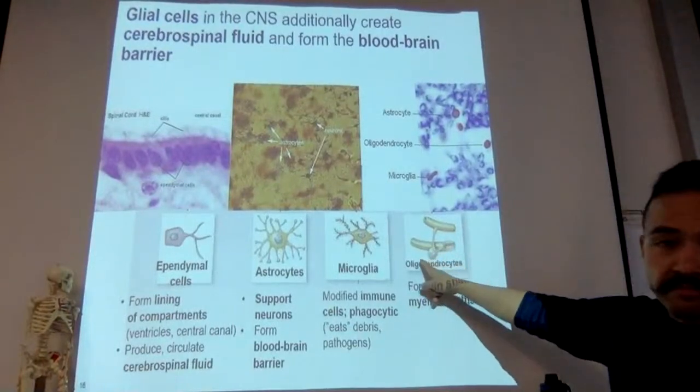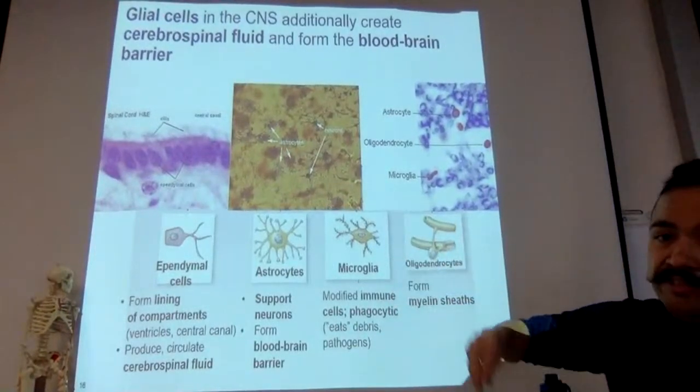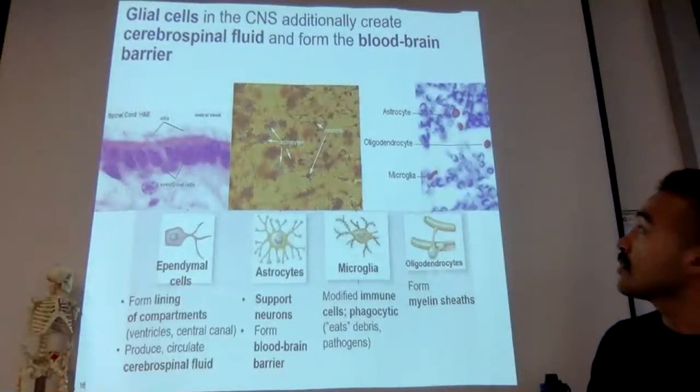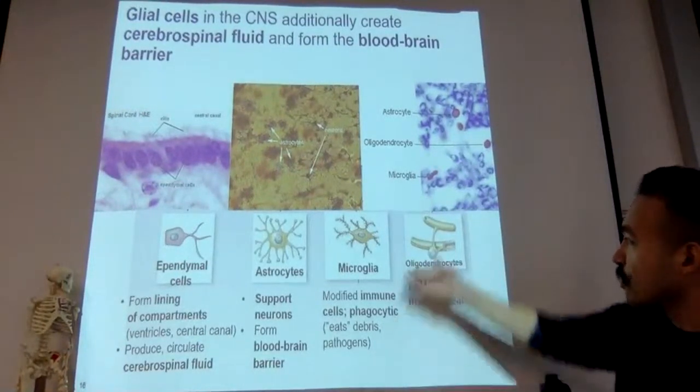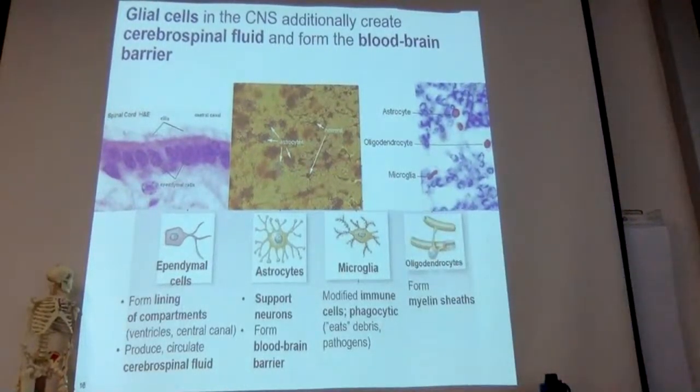Oligodendrocytes. Schwann cells are for the peripheral nervous system. Oligodendrocytes are for the central nervous system, and they're the ones forming the myelin. To find them on our slides, if I go back to that spinal cord.